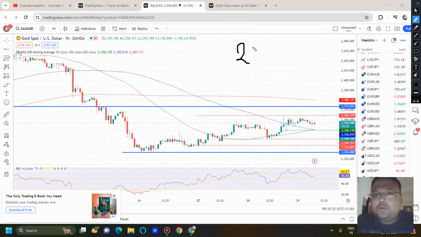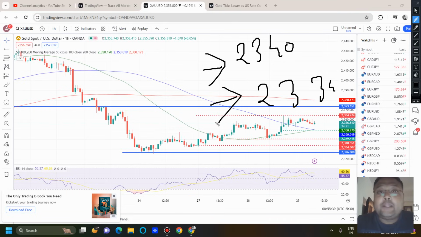around 2340 and 2334. These are the two levels that you can only expect to work when the volume is low. For example, Asian session and European session to some extent, if the size of the candles are like this.